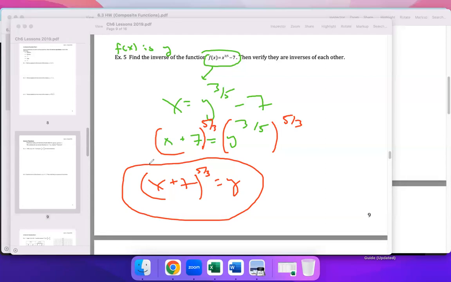Because if I were plugging in, say, 1, that'd be 8 to the 5/3, which I think would be 32. But if I plug in 1 here, I get a much different answer. So don't do that. These are not the same. So that's one. I'm glad Rob asked, so don't make this mistake in pre-calculus.